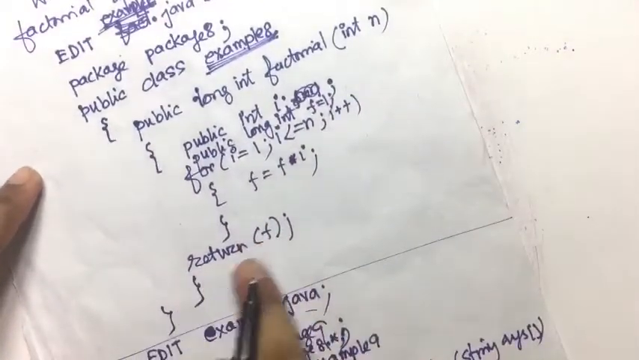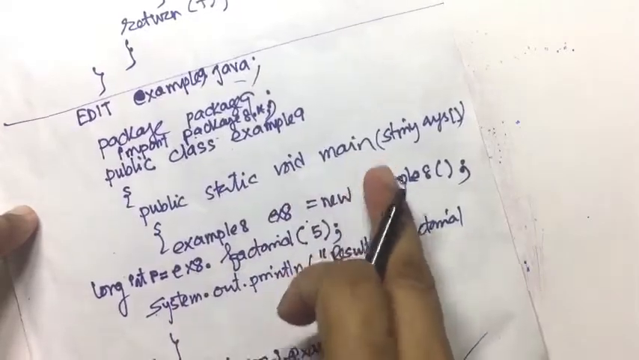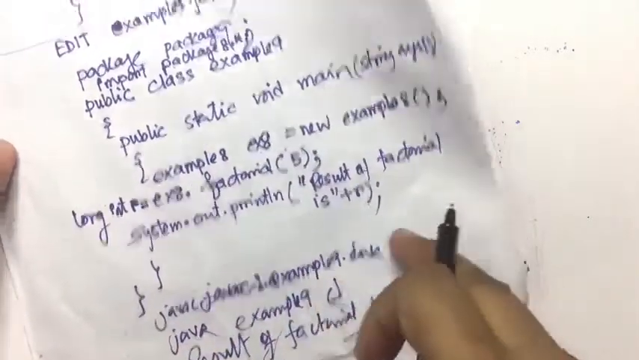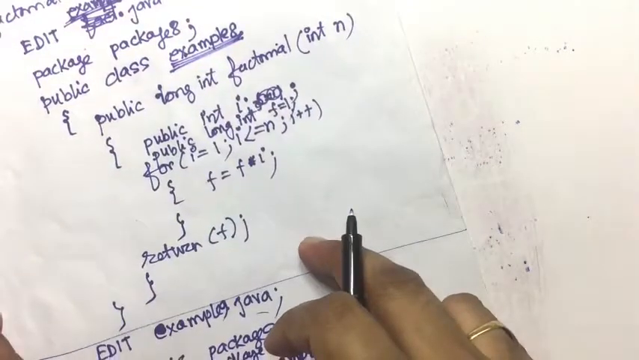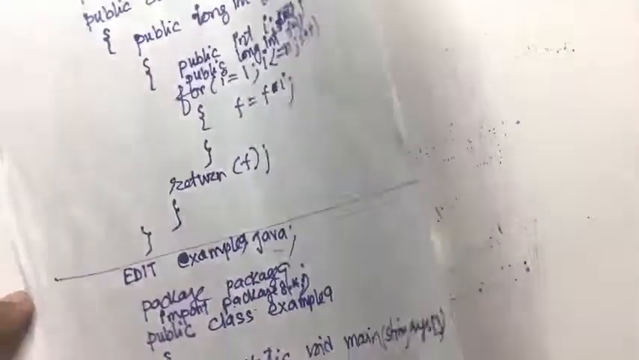So n will be 5, and after calculating the result it returns the value to the calling function. Here main is the calling function, and the calling class is example 9. So in this way you can create one package and use it from another package. So this is the simple example. In this way we can create any program, any interface within a package.